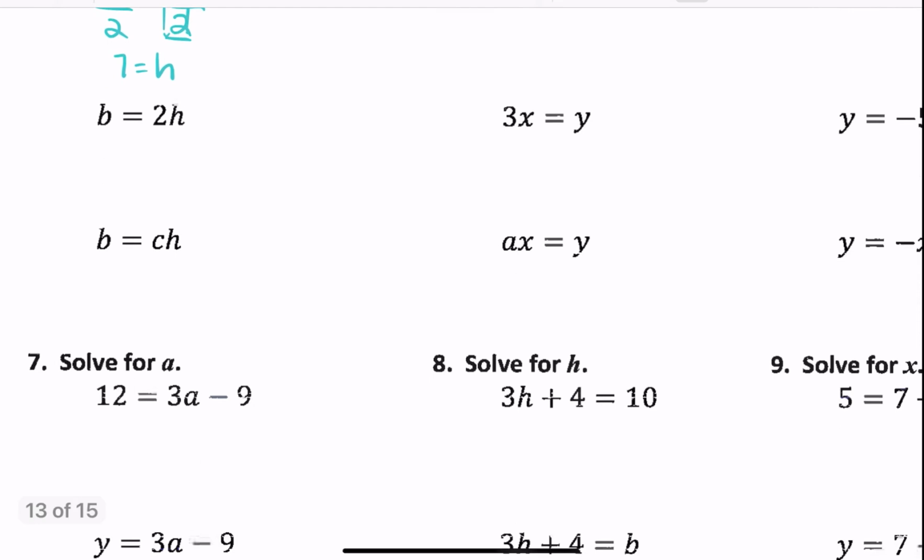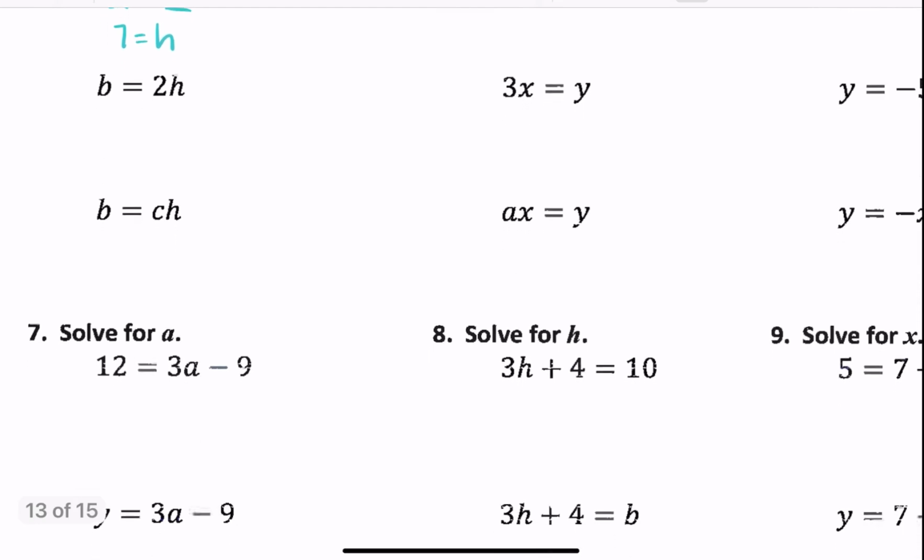I go down to the next one. B equals 2h. I'm still solving for h. It's still being multiplied by 2. I divide both sides by 2. This is a 1, right? So I get my h alone on the right, but notice on the left, it's b over 2. That's it. That's as simple as that gets. I can't do anything else with that because I don't know what b is.